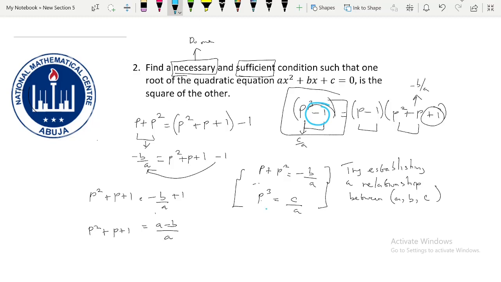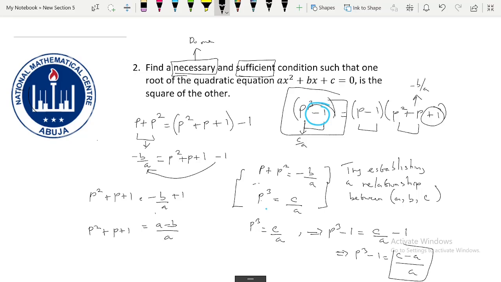So I can come to this second equation now. This is p cube equals c over a. So I can subtract 1. I have that p cube minus 1 is c over a minus 1, which is implying that p cube minus 1 is c minus a all over a, right? So I have this now. I also have this. So let's write them out. So I'm going to clean again.